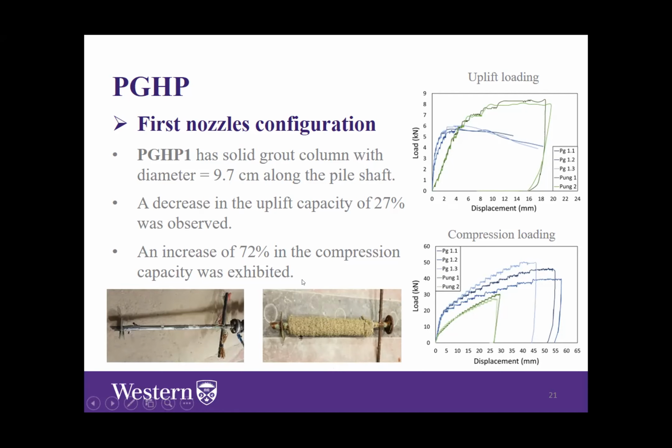However, for the compression load tests, we observed that the pressure grouted helical pile has a much higher compression resistance, like 72% higher, due to, as you can see here, the contribution of the pile shaft. So the pressure grouted helical pile has a much higher pile shaft resistance.